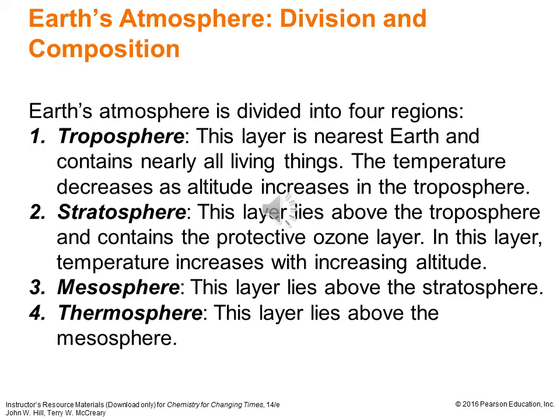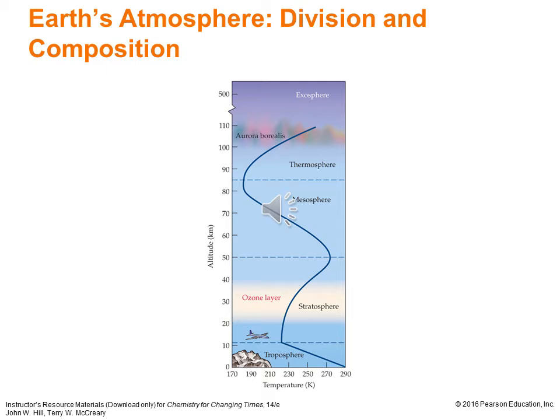Obviously, troposphere lowest, then stratosphere, now mesosphere, and the last layer, thermosphere, is the layer above the mesosphere. So that's our layers of the regions, anyway, of Earth's atmosphere. And here's a nice image showing those different regions and also showing altitude and temperature.